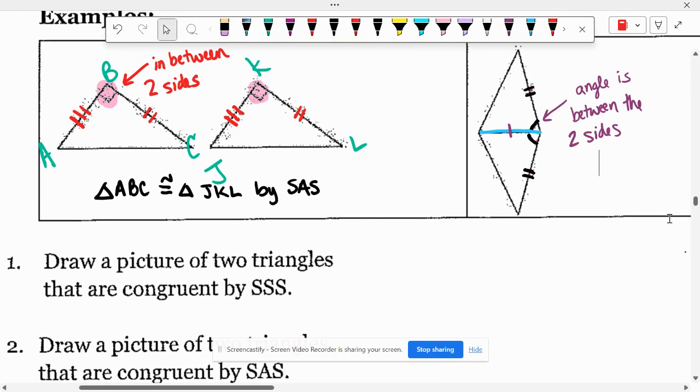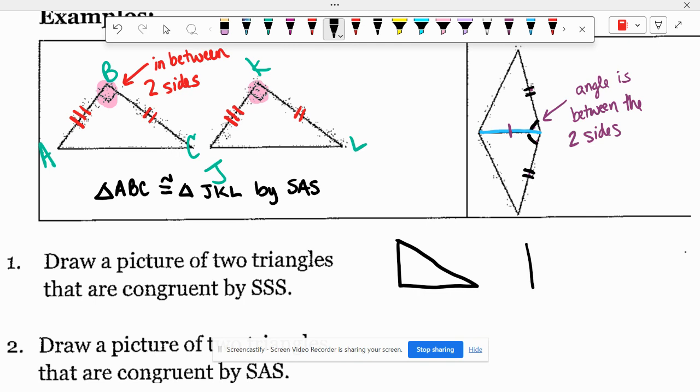So the first question says, draw a picture of two triangles that are congruent by side, side, side. Well, I'm going to draw a right triangle, or what appears to be a right triangle. How do I show that these are congruent to each other by side, side, side? Well, this side is congruent to that side. They each have one angle mark. What should I do next?